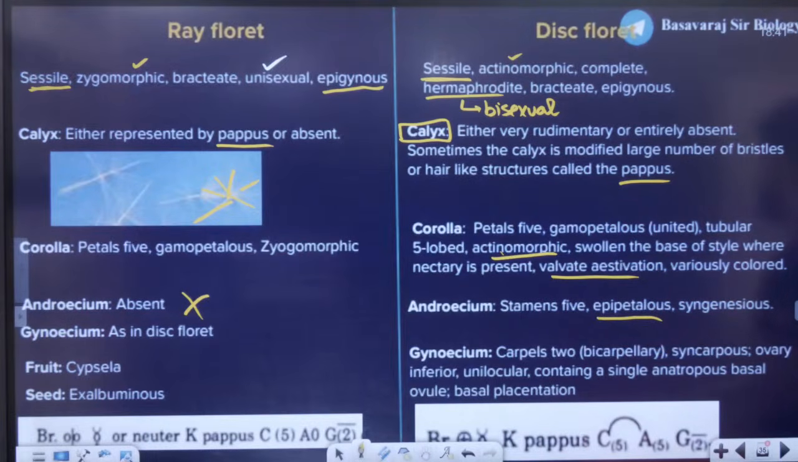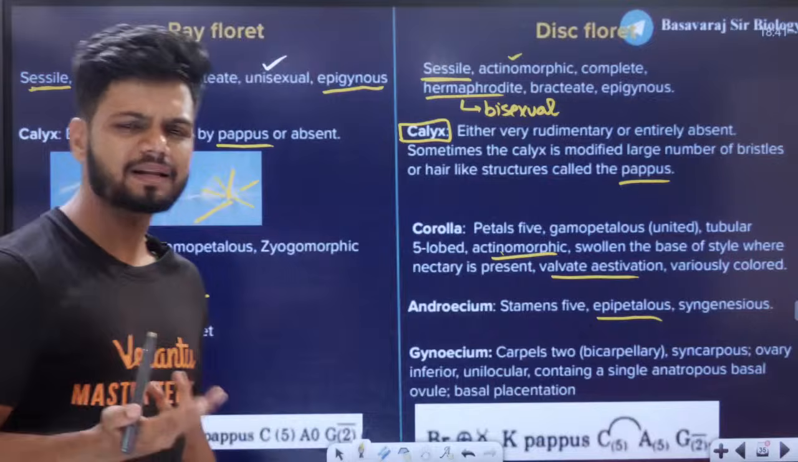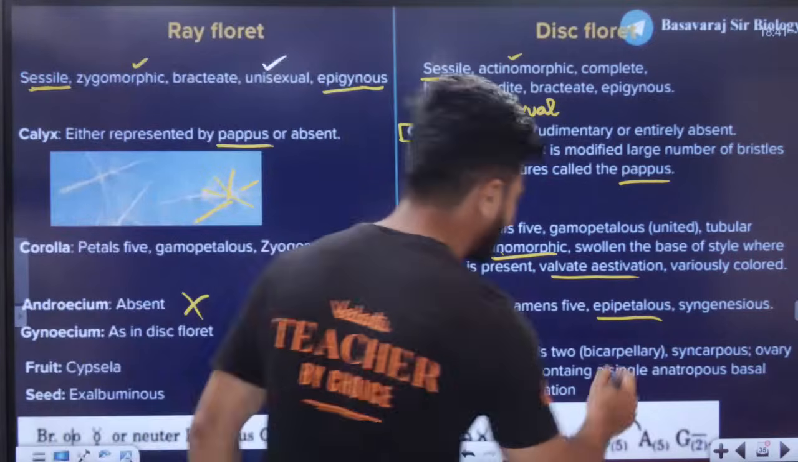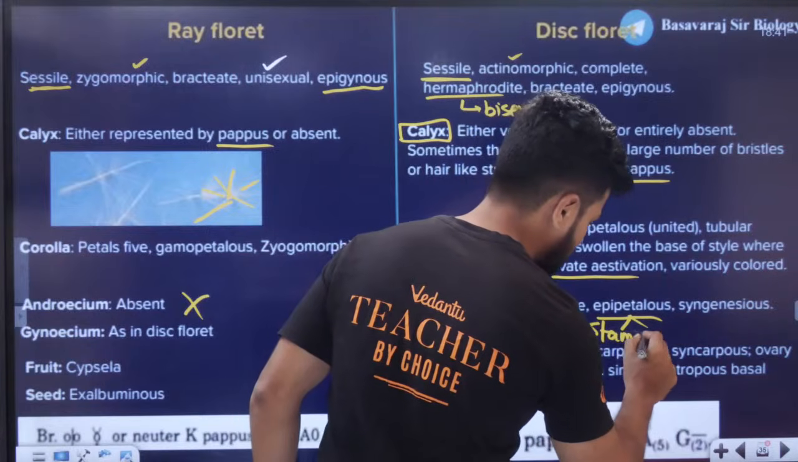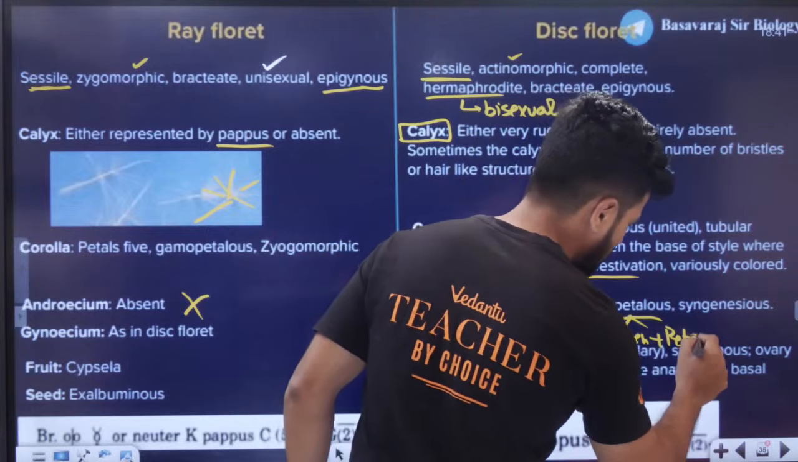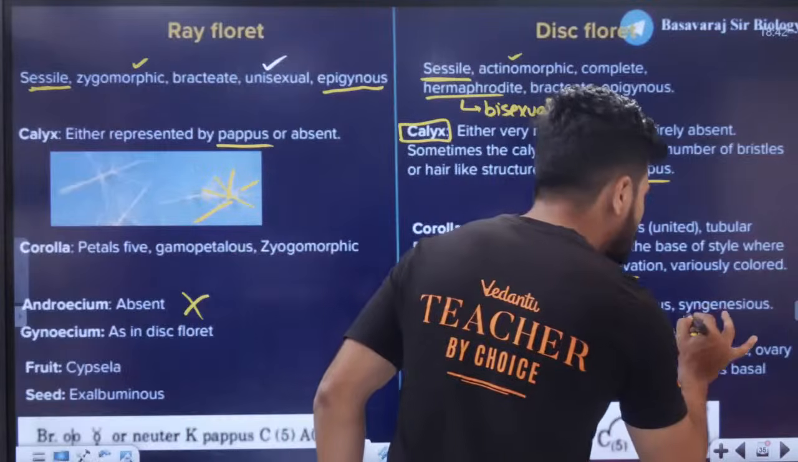Epipetalous condition again. Students, tell me, what is epipetalous? What is this epipetalous condition? Petal plus stamen, that is stamen plus petal. Epipetalous condition. Then we have something called the syngenesious condition.